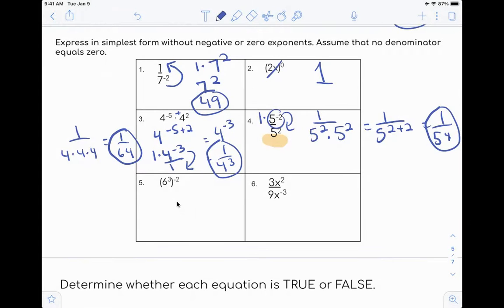If I want, I can multiply 5 times 5 times 5 times 5. And I actually know that 25 squared is equal to 625. Or 5 to the 4th power is equal to 625.